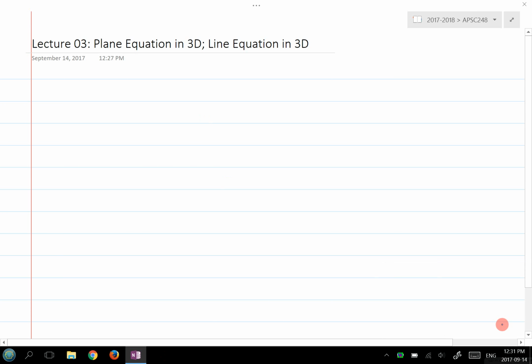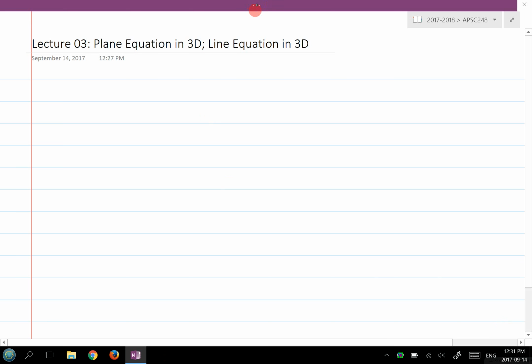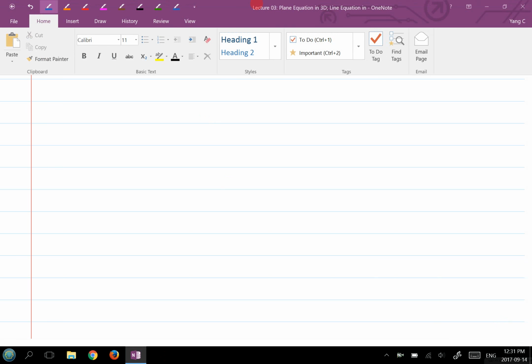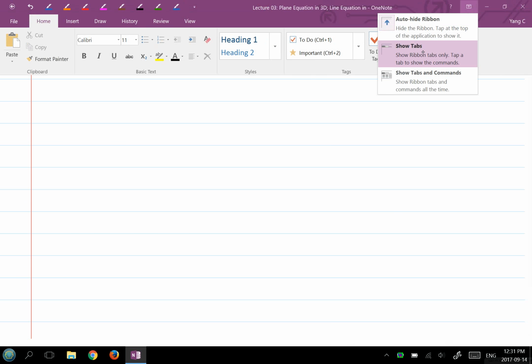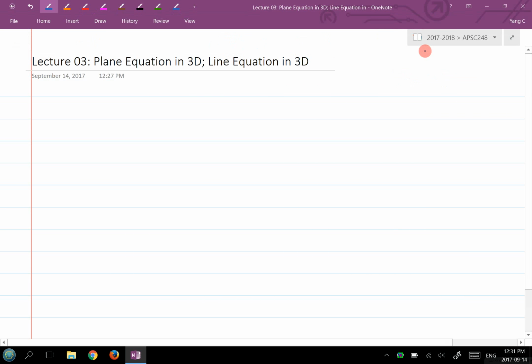Okay, so we'll continue on the plane equations in 3D. We derived the plane equation in 3D in the last lecture, and let's take a quick review, and then we'll look at a few examples. So this is the essentials for writing down a plane equation in 3D.